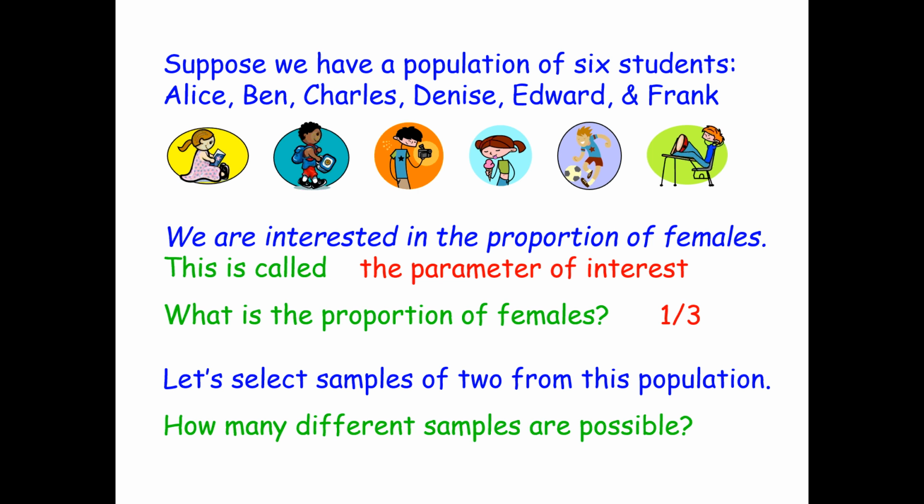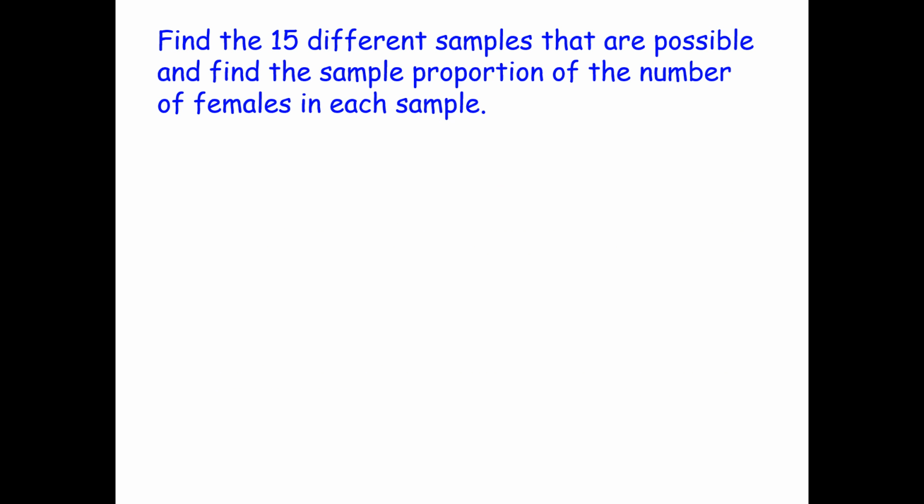So we're going to select samples of 2 from this population. We want to know how many different samples are possible. How would we calculate that? We could write out all of the samples, or we could find combinations of a population of 6 taken 2 at a time, which gives us 15. So we're going to find the 15 different samples that are possible and find the sample proportion of females in each sample.